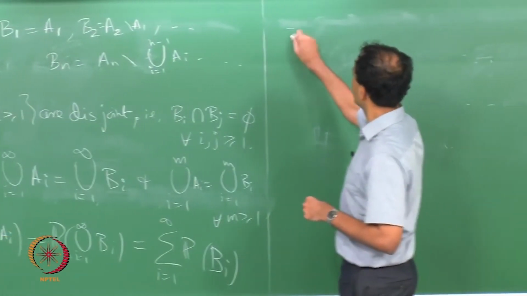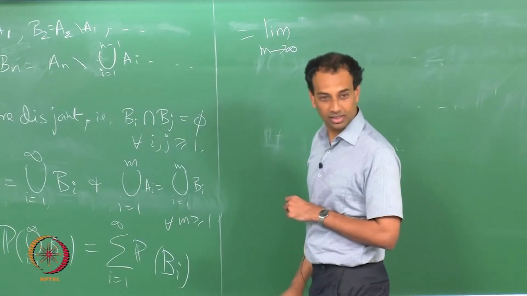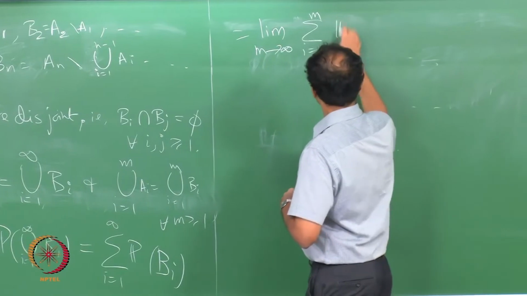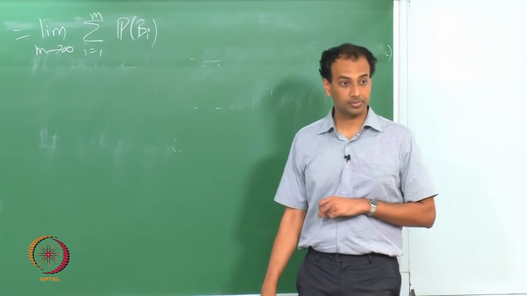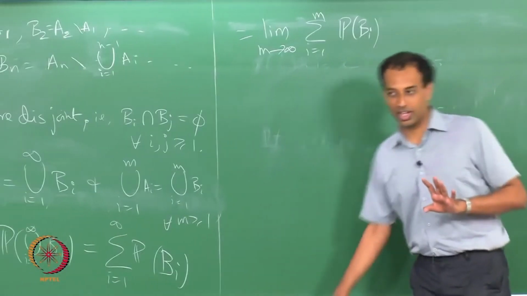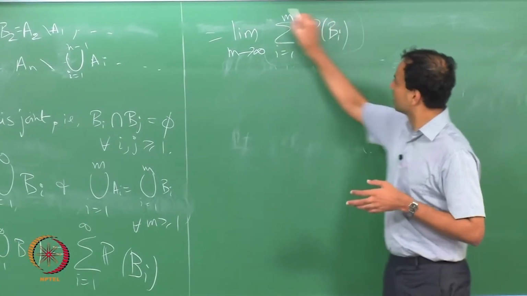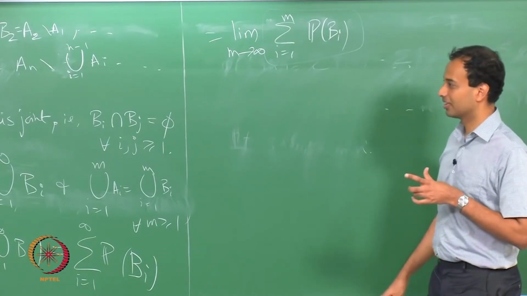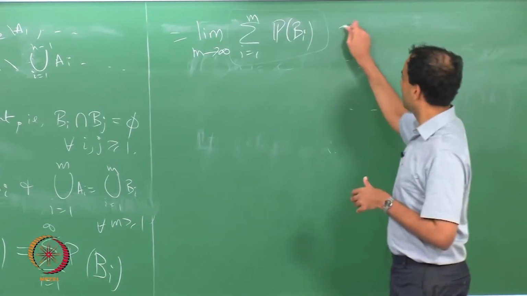So this I can write as the limit m going to infinity of the sum i equals 1 through m of P(Bi), correct? Everybody happy? This is just by definition of this summation. Okay. Now, again what will I do? I can use finite additivity, right. So now I can write this as a limit.